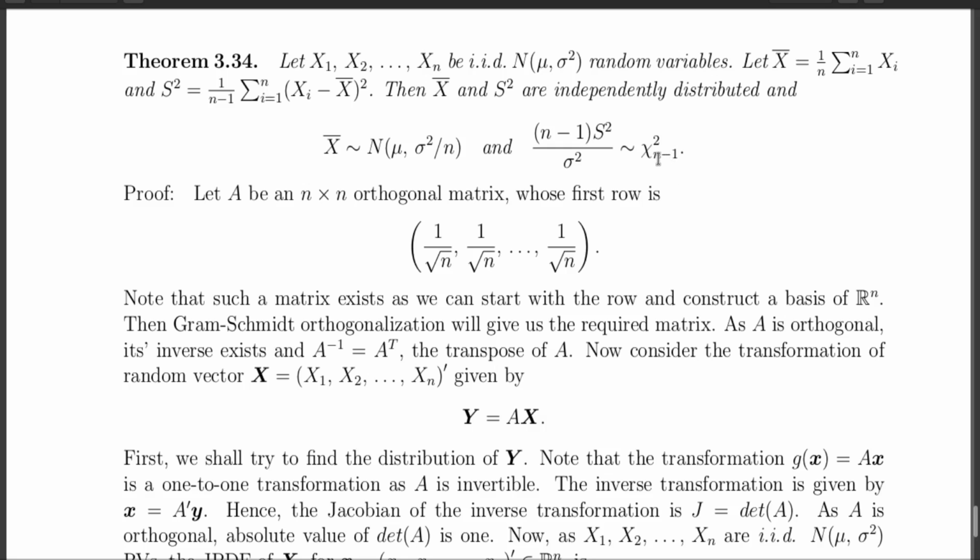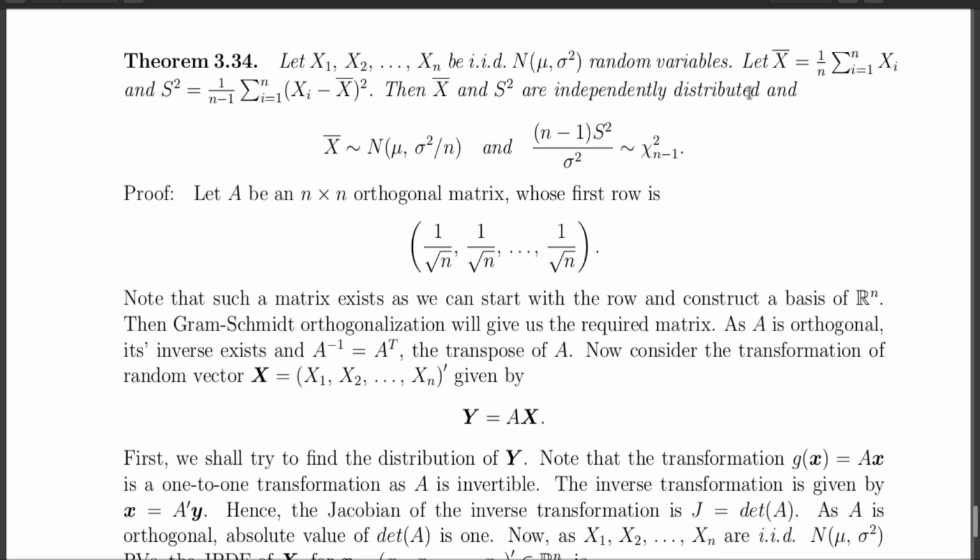Another important thing here is that these two random variables, x bar and s square, are independently distributed. So this theorem basically says that if I have IID normal mu, sigma square random variables, the sample mean and sample variance are independent random variables. The distribution of the sample mean is normal with mean mu and variance sigma square by n, and the distribution of n minus 1 times sample variance divided by sigma square follows a chi-square distribution with n minus 1 degrees of freedom.